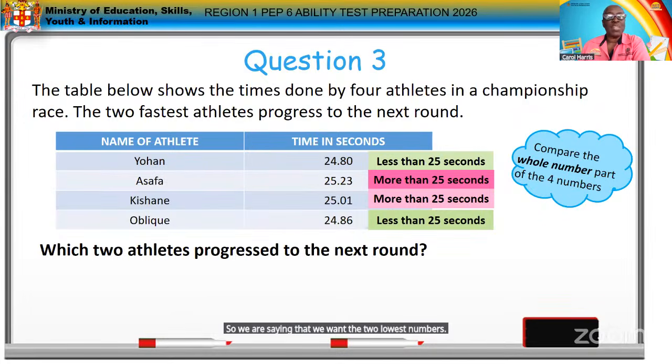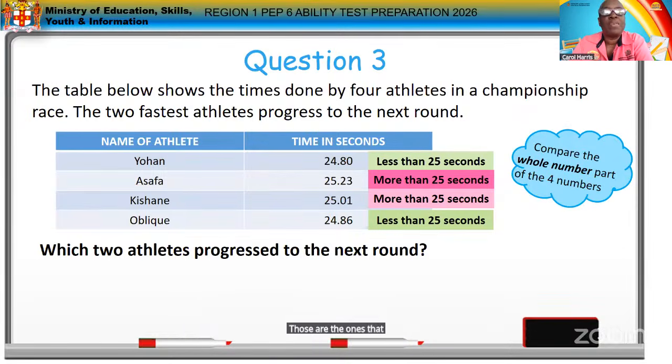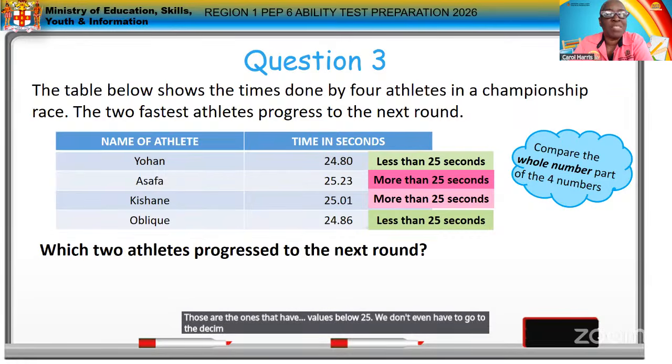We want the two that have the lower numbers, which are the two that are less than 25, which we see are Johann and Oblique, because those are the ones that have values below 25. We don't even have to go to the decimal places, because just based on the whole number values, those two guide us, and then we can go to the decimal values.